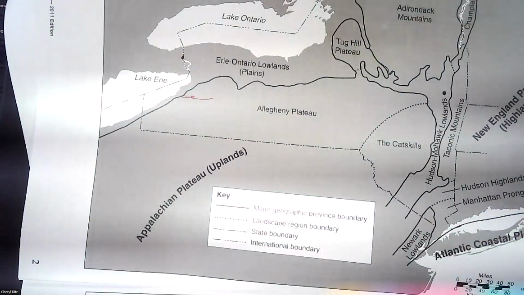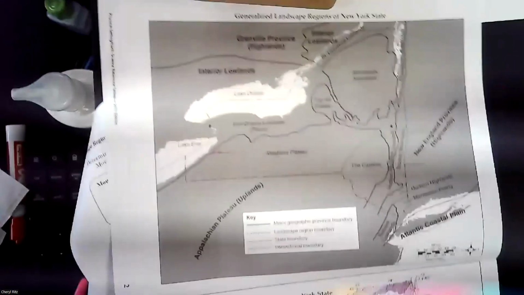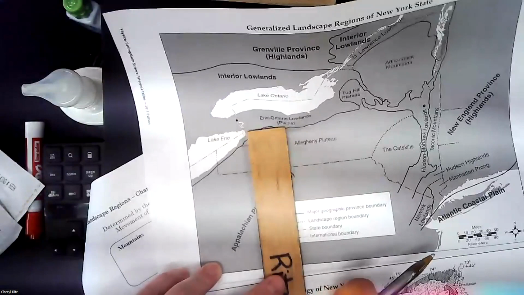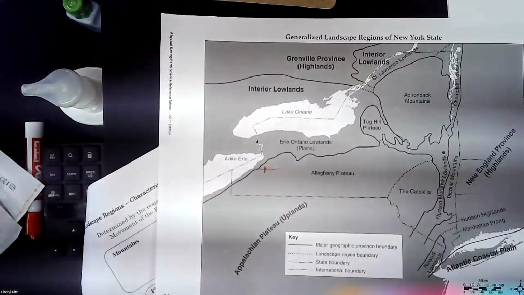And then, like I showed you in the video, if you line up the two maps, you can use a ruler. You can't see them all the way up here, but there's my dot for us. Bring it up here. Puts us right about there, right in the Allegheny Plateau. So close to Erie, Ontario lowlands, but still in the Allegheny Plateau.